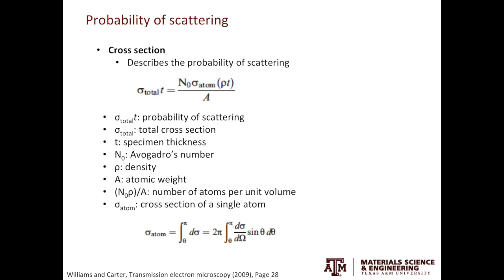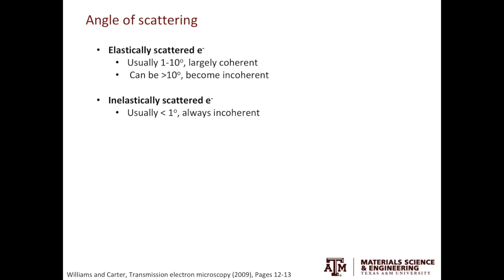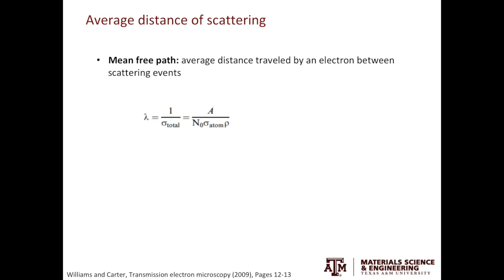Moving to what kind of angles we can get from scattering. For the elastically scattered electrons, most of them usually scatter by 1 to 10 degrees. These electrons are largely coherent. There are also electrons getting scattered greater than 10 degrees, and due to the large deviation, these electrons are not coherent anymore. In contrast, the inelastically scattered electrons usually have very small angles, like less than 1 degree, and these electrons are always incoherent.